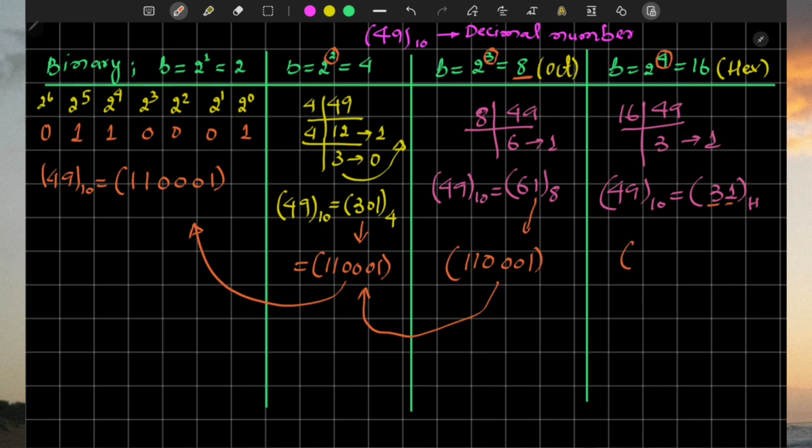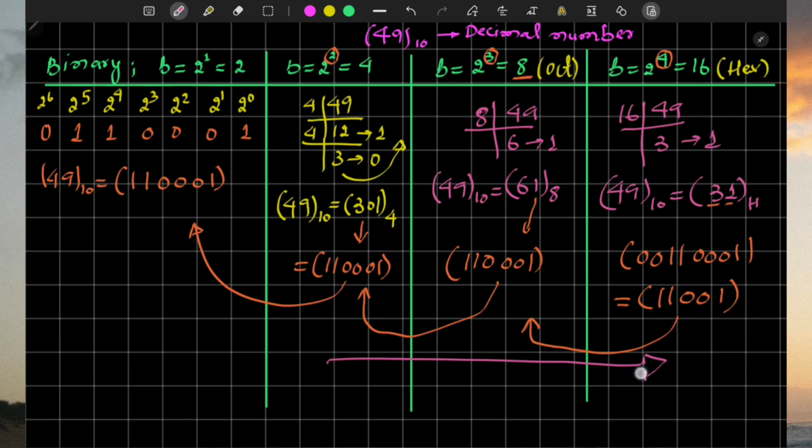So 3 in 4 bits can be written as 0011, and 1 in 4 bits can be written as 0001, which is equal to 0011 0001 in binary form. So we are getting the same result in all of these. Now what is the consequence of this? The consequence of this is that if the base is in the powers of 2, we can interconvert and travel through these number systems using the binary number system.